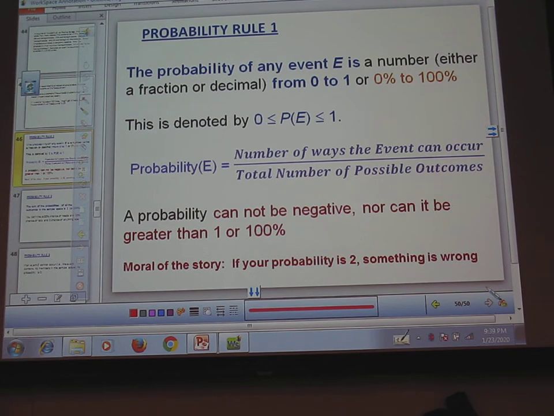So the bottom line is the probability cannot be negative. You can't have a negative chance of having something happen. And it can't be greater than 1 or 100%. So you can't have more than 100% chance of something happening. The moral of the story is if you end up on your test and you get a probability of 4, that's wrong. You're probably missing 4 out of 20 or something like that. You're missing that "out of." Because it can't be 400% chance of something happening.